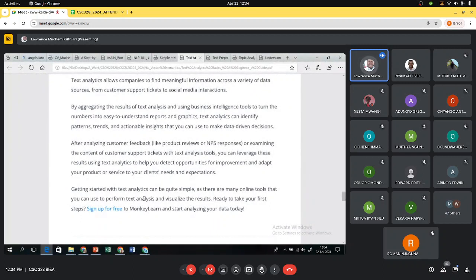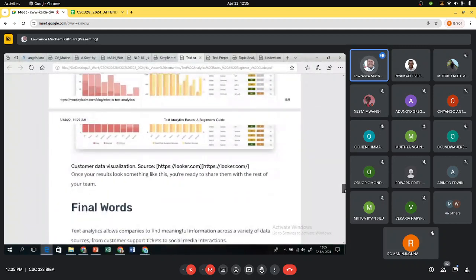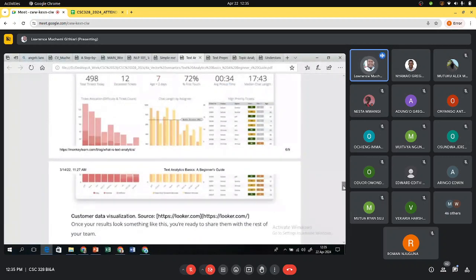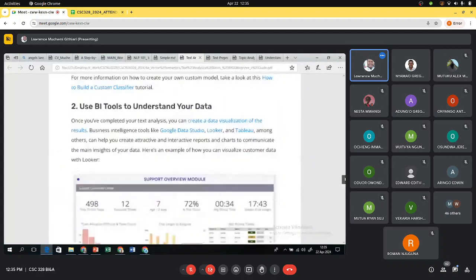So they're saying getting started with text analytics can be quite simple. There are many online tools that you can use to perform text analysis and visualize the results. Ready to take your first steps? Sign up for free for MonkeyLearn and start analyzing your data today. So you can also try MonkeyLearn to help us with these. But the only trouble with MonkeyLearn is that it is very good at the analysis bit, but the analytics is not that strong. But maybe you can also try it.